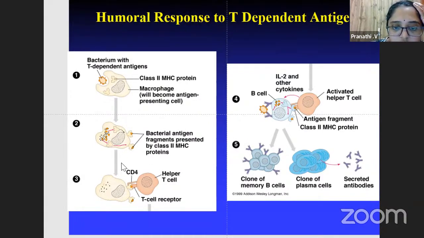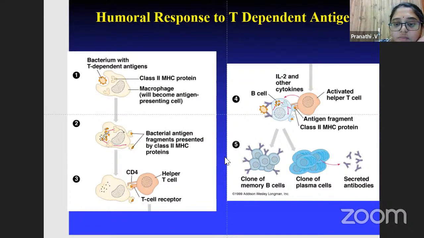So this is going to come out, and then over here you have a T cell receptor and the helper T cells. Because of which B cells are going to be triggered. You have other factors like interleukin and other cytokines that are going to come out. They help in activating the helper T cells. Because of which, what is going to happen?